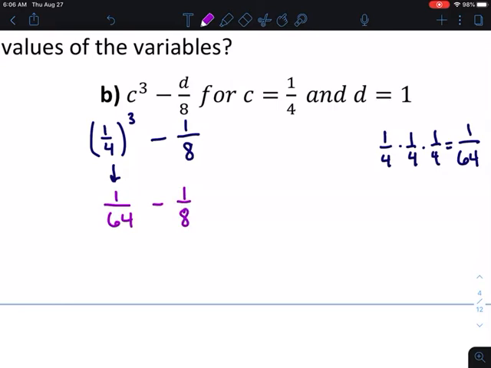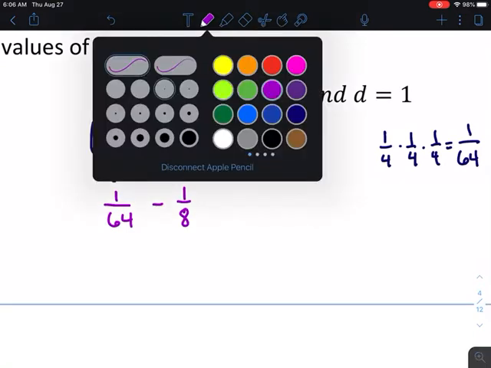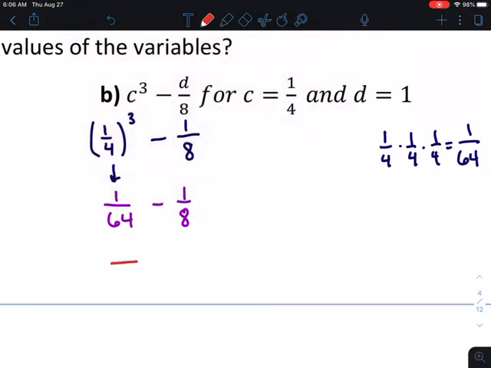Little bit of fraction work. You guys can do this. You don't need the calculator. What do we need when we are subtracting fractions? You need a common denominator. In this case, what's going to be our common denominator? Should be pretty obvious, 64, right?